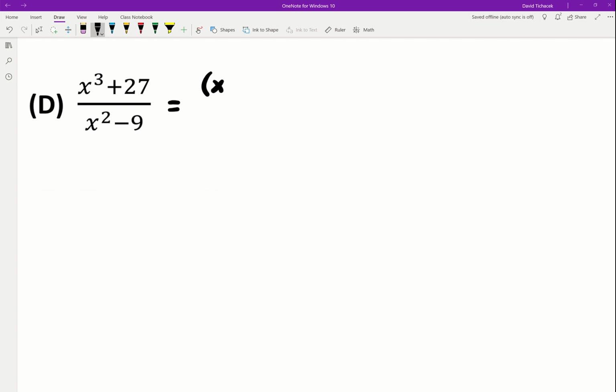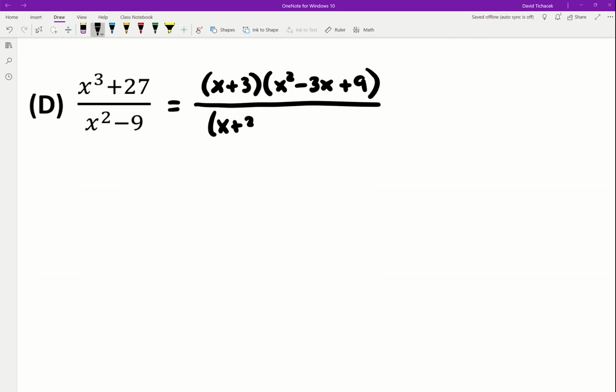So the polynomial on the top in the numerator is going to factor into x plus 3 times x squared minus 3x plus 9. In the denominator, that is a difference of two squares, so that's going to factor into x plus 3 times x minus 3. Okay? And again, before we start canceling and doing the next step, we need to go ahead and take a look at our denominator and decide what our domain restrictions are going to be.